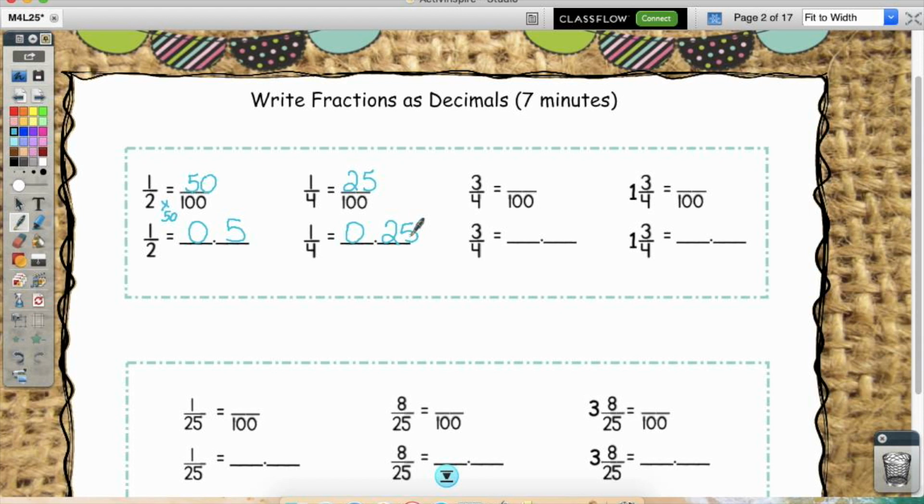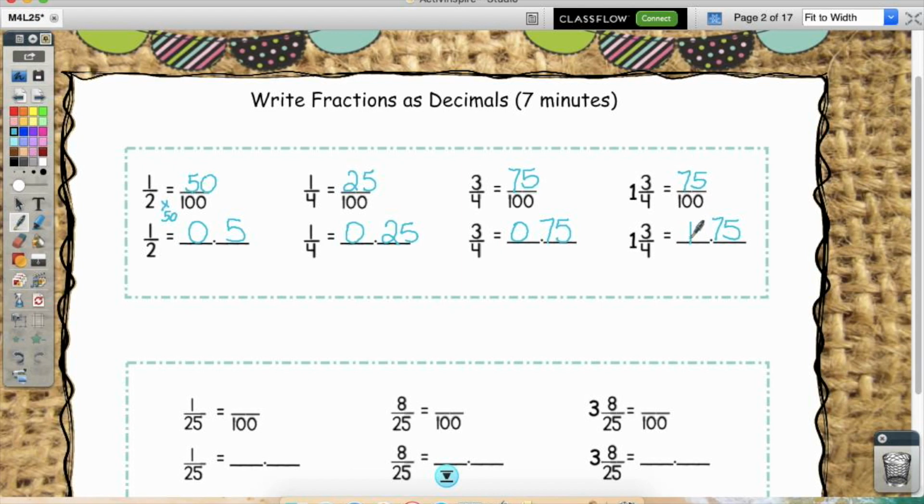Okay? This one is 3/4. How much money is 3/4? 75. Okay? So 75 hundredths is going to be 0.75. Okay? So the next one is very similar. We still have 3/4. So we still have 75 hundredths. Okay? What do I do with the 1? You put it to the front. Yeah, instead of a 0, I'm writing a 1. Okay? So 1 3/4 is 1.75.